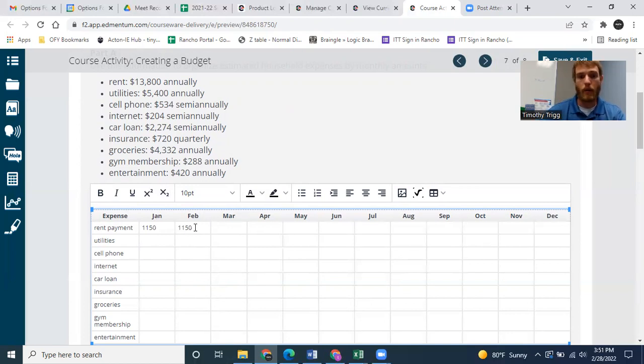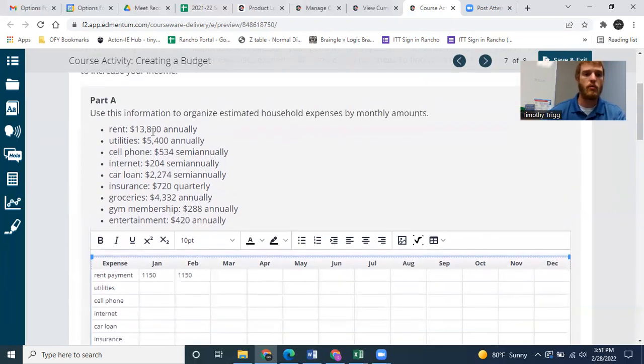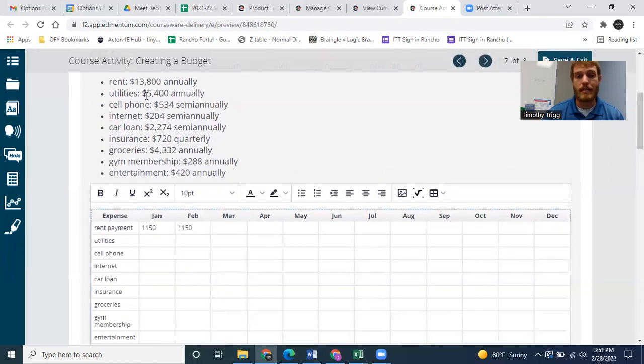All right, so go ahead and fill out $1,150 every month. That way you've saved enough to pay your rent. For utilities, it's the same thing. You take the 5,400 and we divide by 12 to figure out how much we should put away each month. In this case, $450. Again, I'm taking the 5,400 dividing by 12 because I'm splitting it amongst the 12 months.